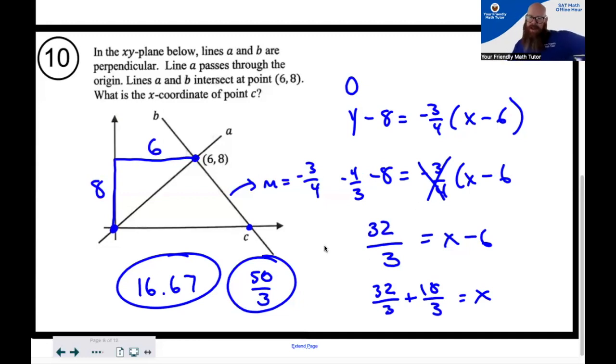Or if you just did this whole thing by calculator, right? So I did a lot of this in my head, but don't do that if that's a problem for you.